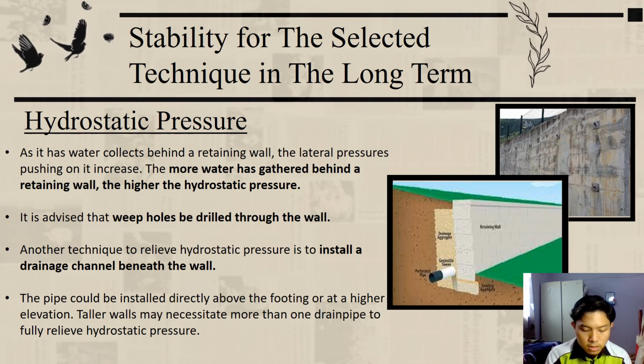So, the alternative that we found is we advise that weep holes be drilled through the wall. Weep holes allow water to escape from beneath the wall. Next, a technique to relieve hydrostatic pressure is to install a drainage channel beneath the wall. The pipe could be installed directly above the footing or at a higher elevation. Or, taller walls may necessitate more than one drain pipe to fully relieve the hydrostatic pressure.